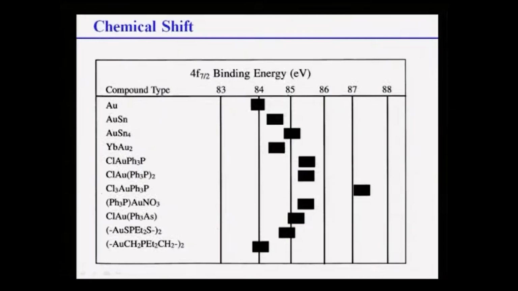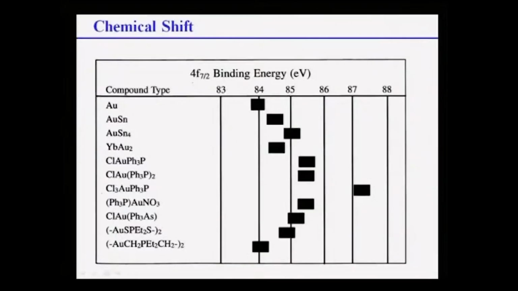Now, in a nutshell, after giving you all the examples, I just want to show you a chart where this can be categorically told. This is basically the 4f7/2 binding energies of gold and some gold compounds shown from top to bottom. Gold has a binding energy of 84. If you have the equiatomic gold tin compound, it increases to 84.5. Gold tin another compound, AuSn4, 85. Ytterbium gold, what happens? Au2 again sits very close to AuSn.